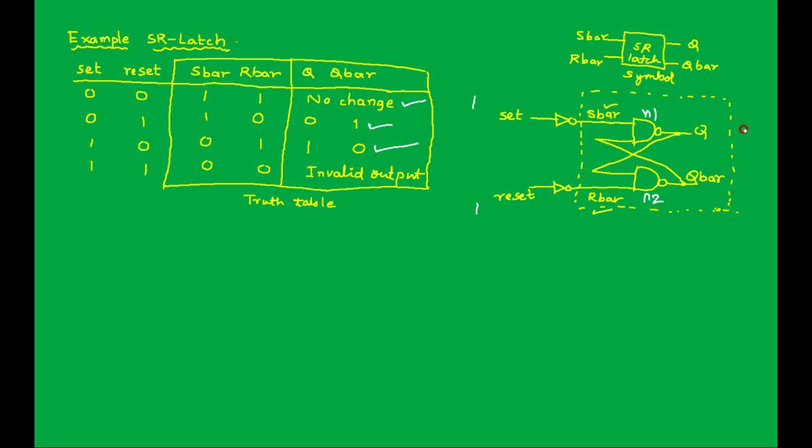Assume that Q is 0 and Q bar is 1, the previous state outputs. When set and reset values become 1, S bar will be 0 and R bar will be 0. For computing Q bar, the Q value is taken as 0, so 0 and 0. For the Q calculation, the Q bar value is taken as 1, so 0, 1 and 0, 0. Both the outputs will get 1.